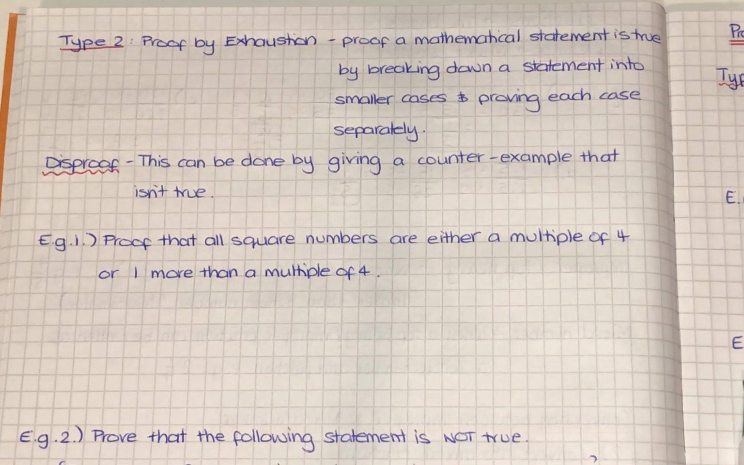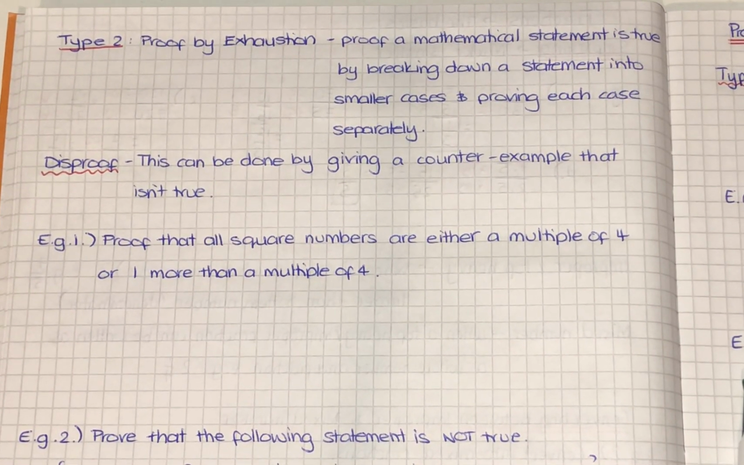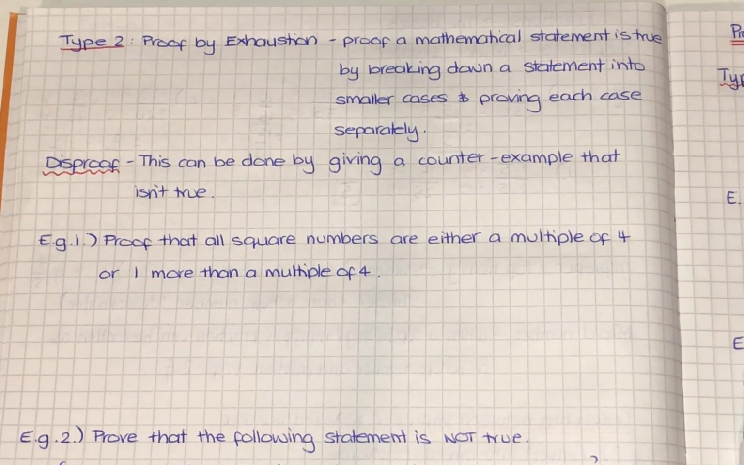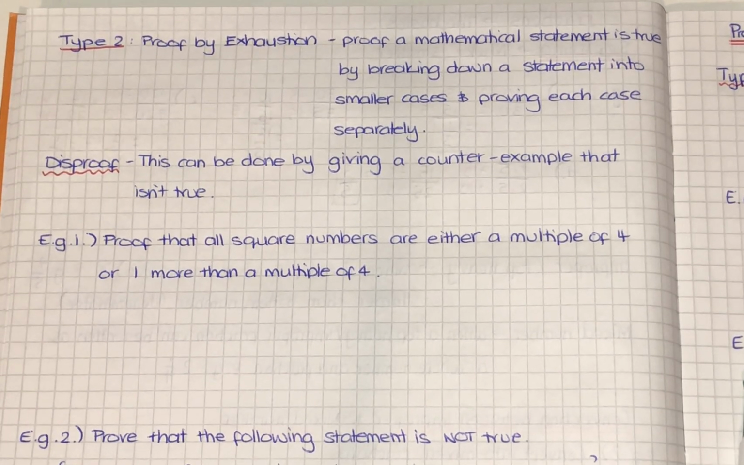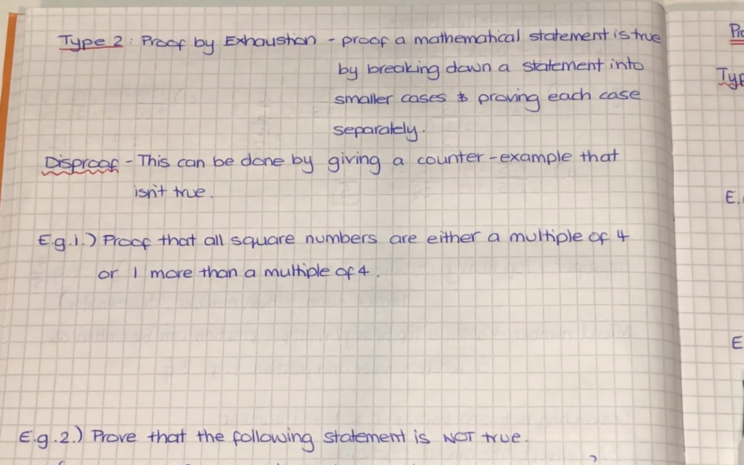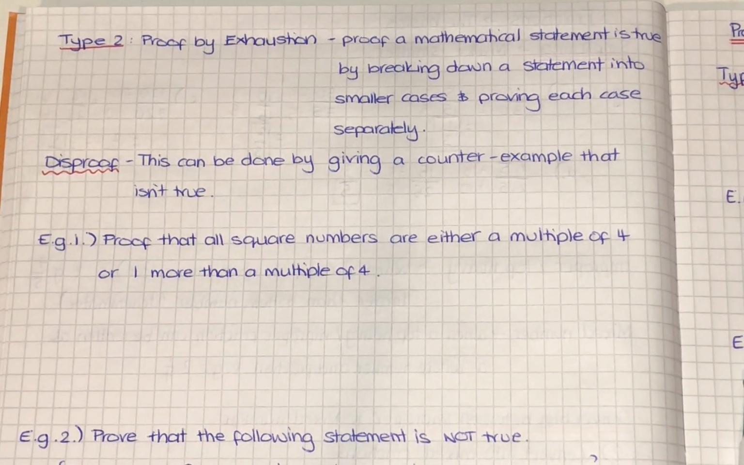Okay, so this is part 2, so this is a different type of proof. This is proof by exhaustion. Now with these sorts of ones, you've generally got to split them into smaller parts and then prove them individually, which means then overall that it'll be true.